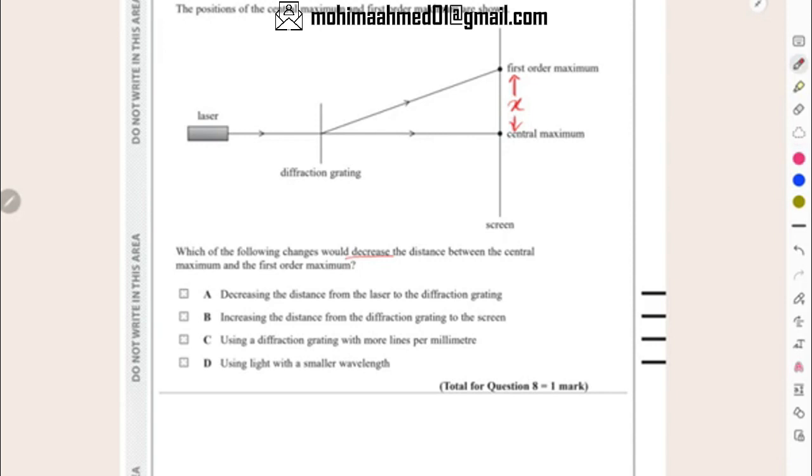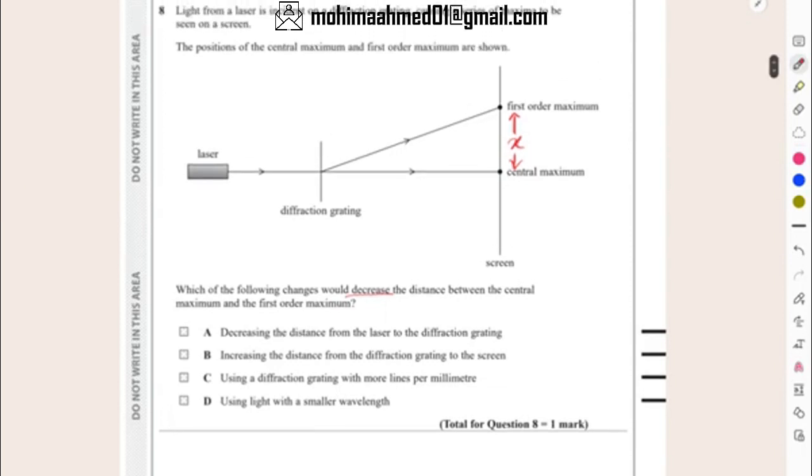Okay, so for this situation, for this x, the distance between the first order and central maxima, to decrease, the first thing that is related to this is tan theta. I'll consider the distance between the diffraction grating and your screen to be capital D. There's obviously an angle theta over here. So the first equation that follows this situation is tan theta equals x over D.